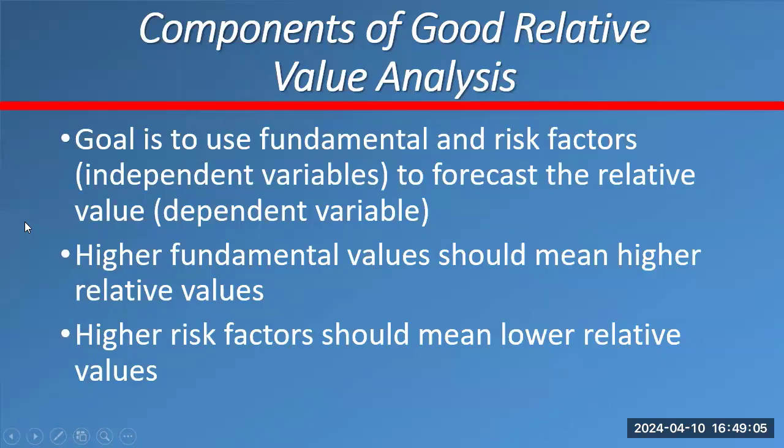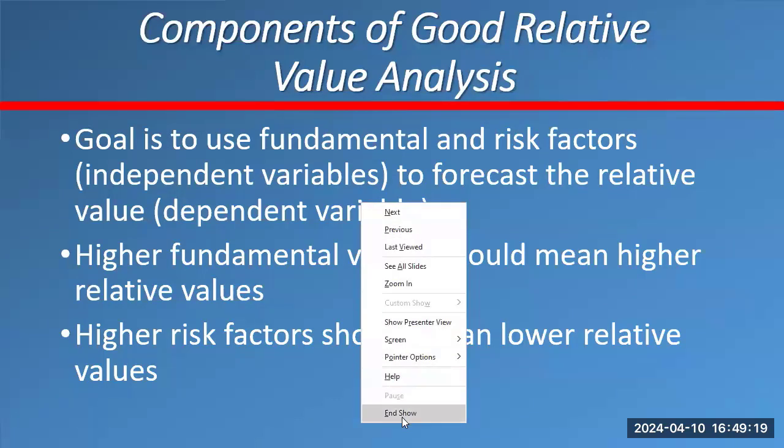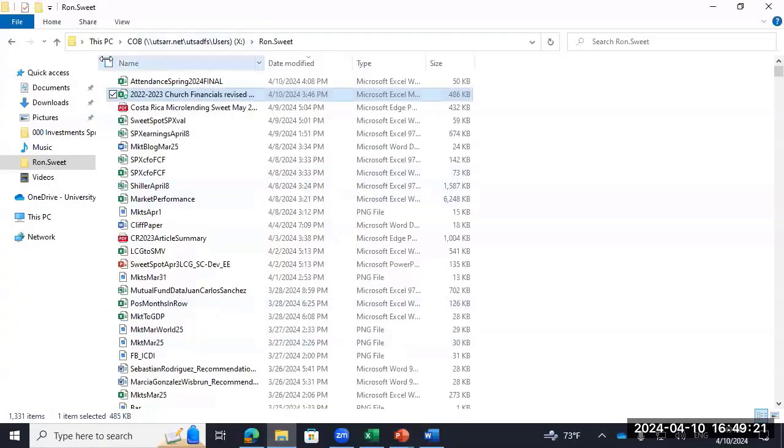All right, so your goal is to use your fundamental factors and your risk factors to predict what that relative should be. I mean, you're going to try to find stocks that are trading cheap to that. How many factors do you have? It just depends on your model. Let me show you a model since we're there.